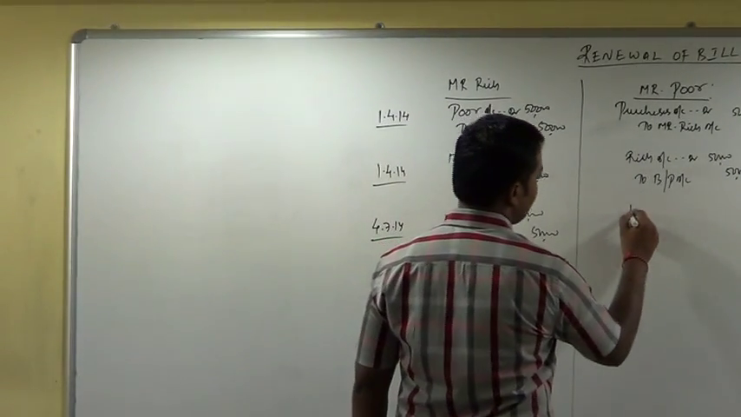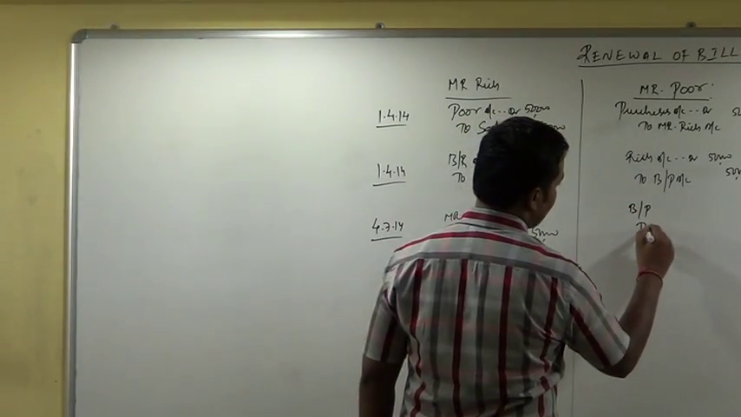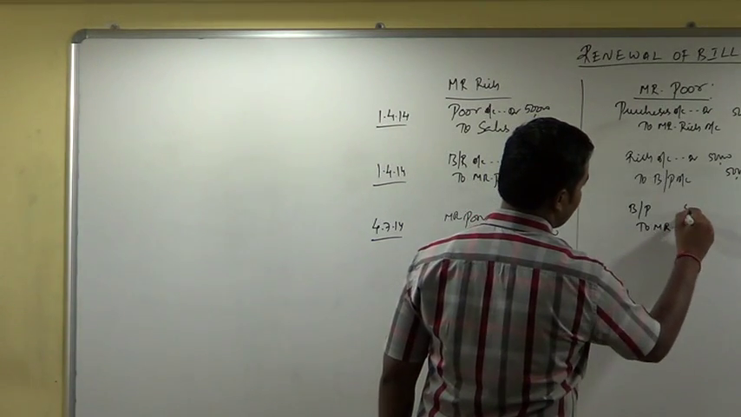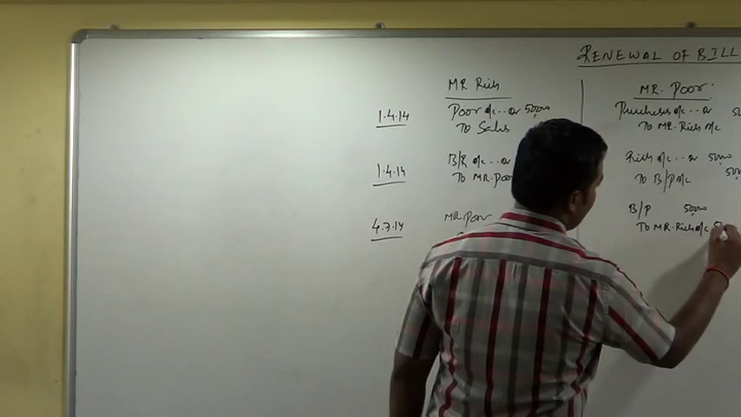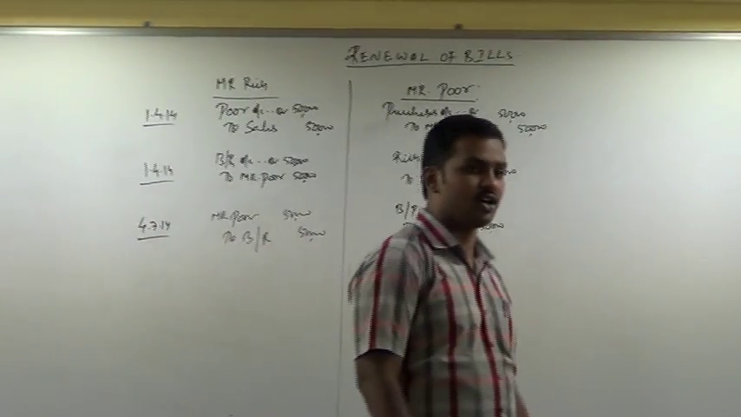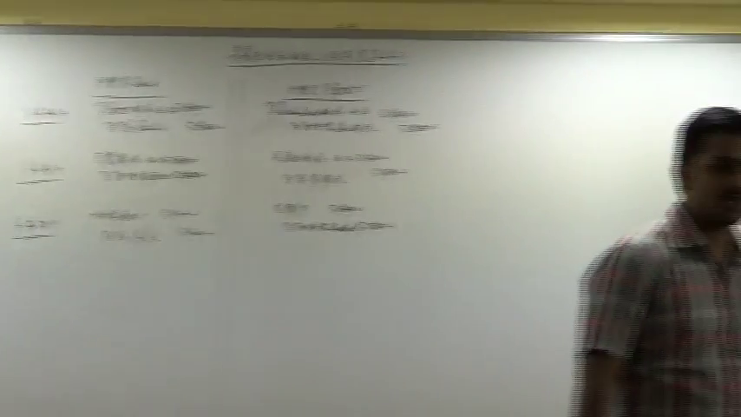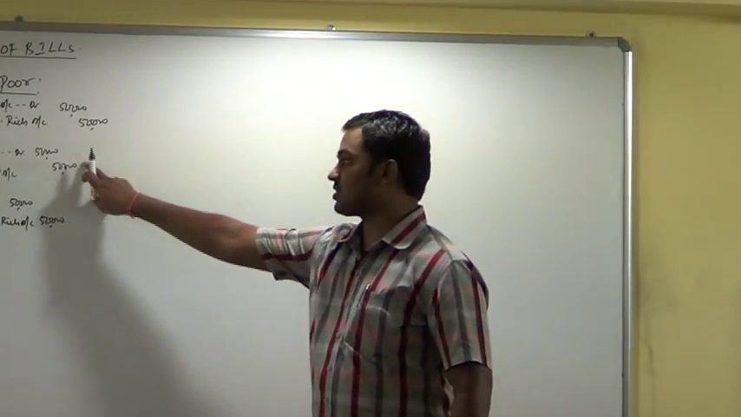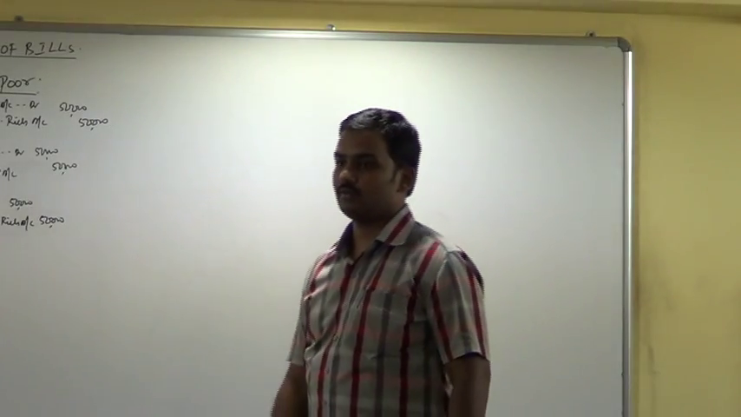What is the entry we pass here? Bills payable account debtor to Mr. Rich account. Bills payable account debtor to drawer account is the entry we pass in the books of the drawee. In our earlier classes we have discussed how to pass dishonor entries. It's simple. It is reverse of this entry.